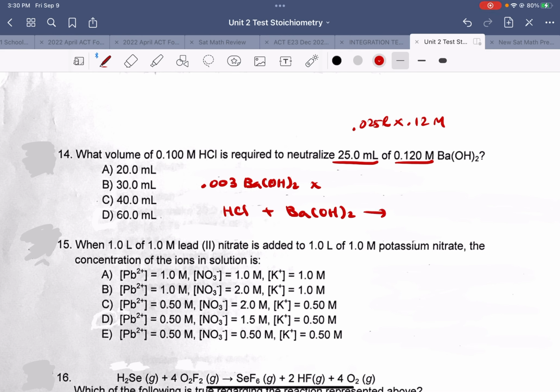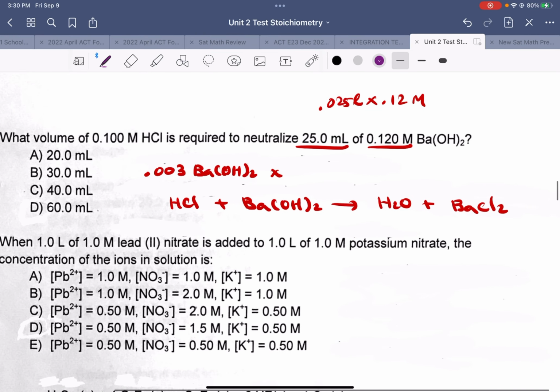So you're gonna have definitely water, so H2O, plus then Ba. Ba is a 2 plus, so BaCl2 you're gonna have. So let's figure out the coefficient. So then you have Ba is just 1.